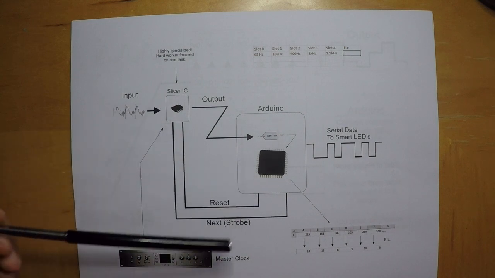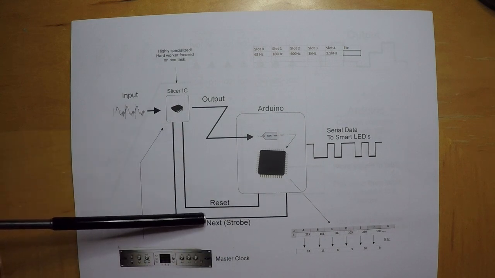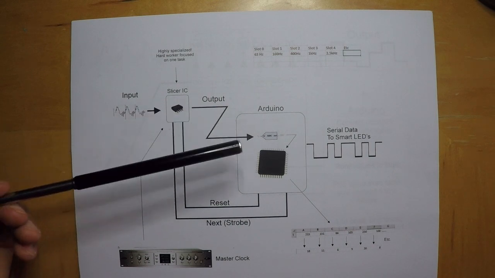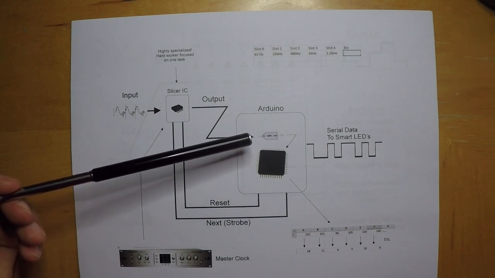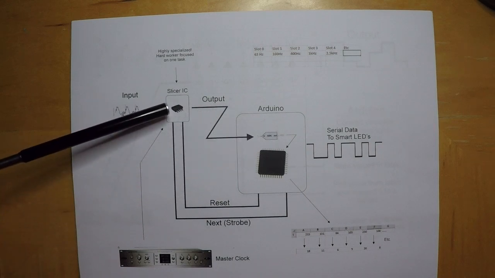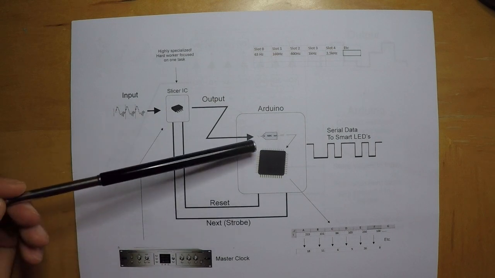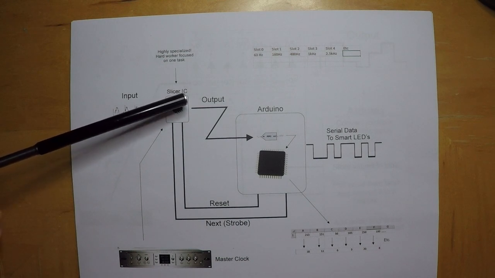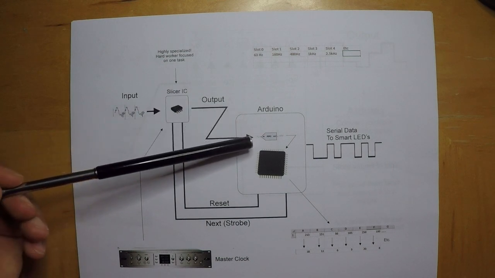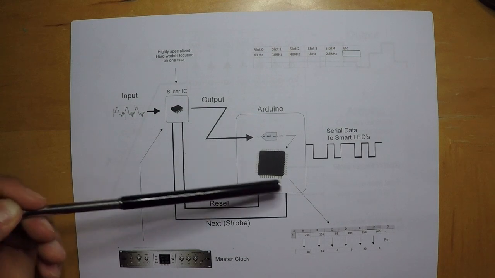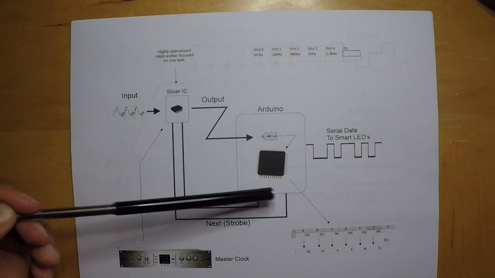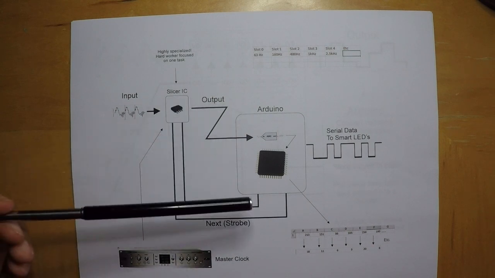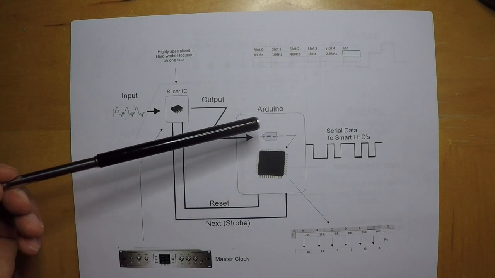So every time the Arduino sends a next pulse to the slicer IC, it increments a counter and keeps count. So it starts at 0, receives some information from the slicer IC, then says, okay, I'm ready for the next one, and gives a next pulse. The slicer IC goes to the next slot and feeds that information out to the Arduino, and the Arduino says, okay, I'm going to store that information, let's move on to the next one, and gives a pulse on the next strobe. It'll do that over and over until it gets up to the last slot.